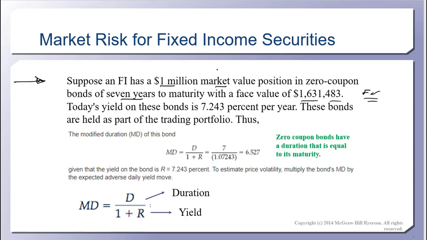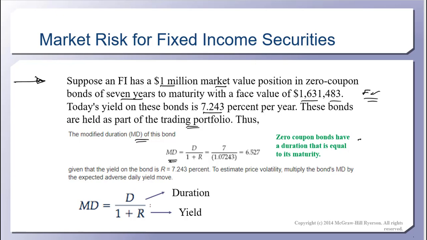So right now the zero coupon bonds are worth $1 million, and they're going to mature with a face value of $1.6 million. Today's yield on these bonds is 7.243% per year. These bonds are held as part of the trading portfolio. Thus, we need to calculate the modified duration of the bond, because when we calculate the dollar value of the bond, this is one of the components, the price sensitivity. So modified duration equals the duration over 1 plus R.